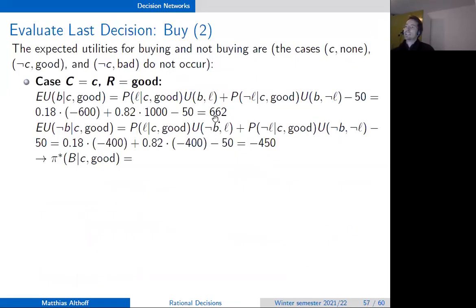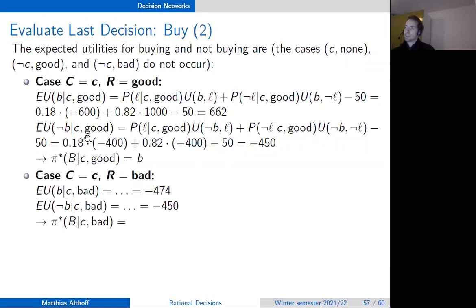And then we see, okay, if we buy the car, the utility is 262 if the report is good. If we don't buy the car and the report is good, then the utility is minus 450. So obviously the optimal policy, if we do a checkup and the report says it's a good car, is that we buy the car because the utility is higher, and this also makes sense.